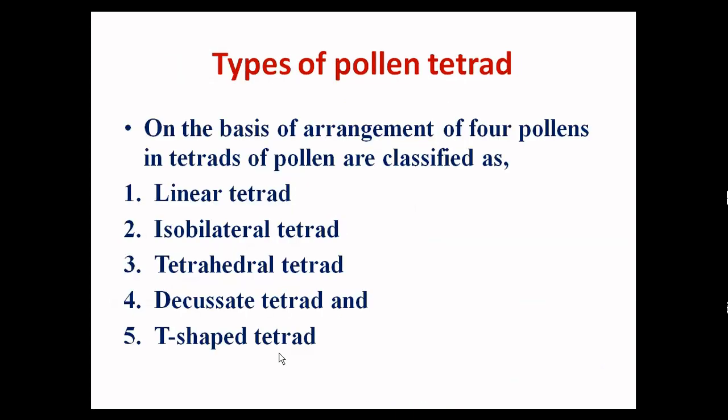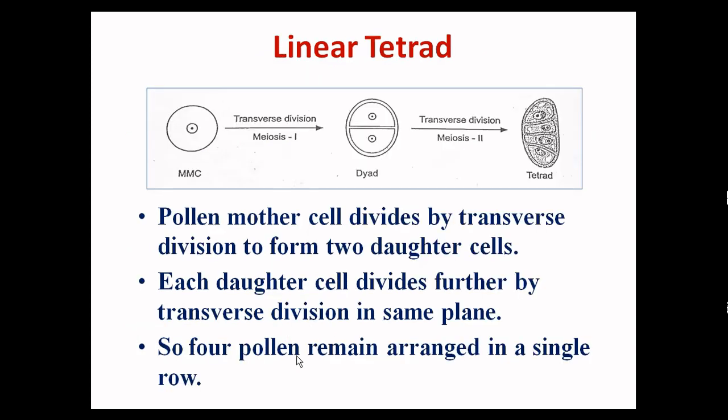The next point in this unit is types of pollen tetrad. On the basis of the arrangement of the four pollens in a tetrad, these can be classified into linear tetrad, isobilateral tetrad, tetrahedral tetrad, decussate tetrad, and T-shaped tetrad. Let us see the linear tetrad. Here the pollen mother cell divides by a transverse division to form two daughter cells. Each daughter cell divides further by transverse division in the same plane, and because of that there is a formation of a linear tetrad.